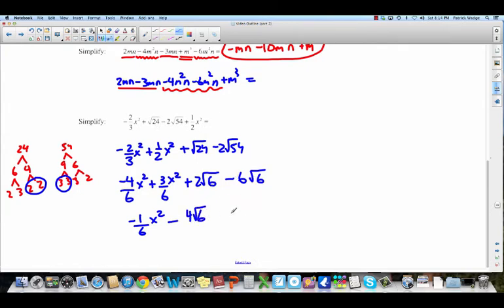This is fine. You could have it like this, or the other thing you could do is move this x squared into the numerator position, so you'd have negative x squared over 6. You don't need the 1 anymore. Take away 4 root 6. This would be the easiest way to write it. Okay, good. That's how you combine like terms.